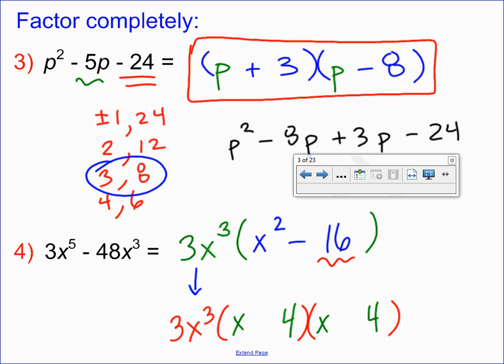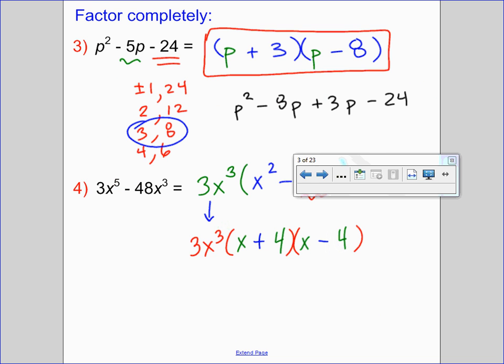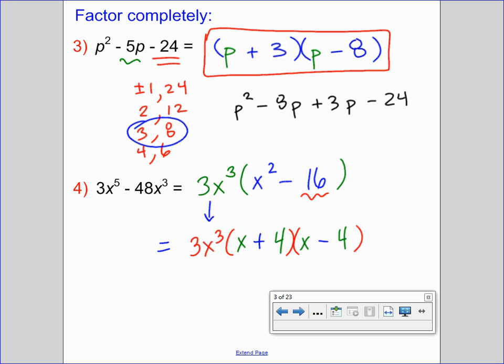Is my last term positive or negative? Well, it was a negative 16. Therefore, should my signs be same or different? They're going to have to be different. So one positive, one negative. And that's good news because now when I multiply that out, I would create an outer product, negative 4x, which combined with my inner product, positive 4x, sums to 0, and that's why there was no x term in the original binomial x squared minus 16.